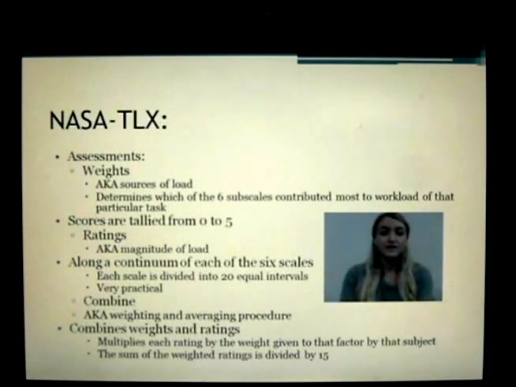Last is combined, aka weighting and averaging procedure. Combines the weights and ratings to an overall weighted workload score. It also computes the overall workload score for each subject by multiplying each rating by the weight given to that factor by the subject. The sum of the weighted ratings is then divided by 15, which is the sum of the weights. We now have an overall workload score.